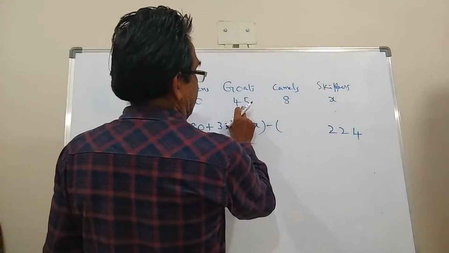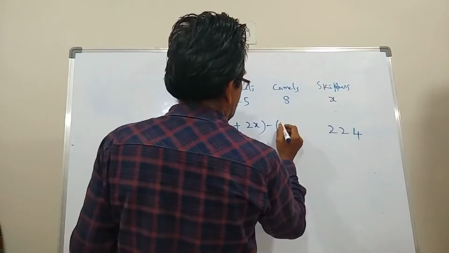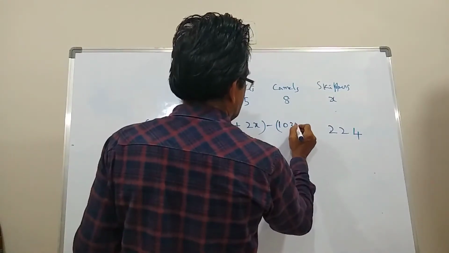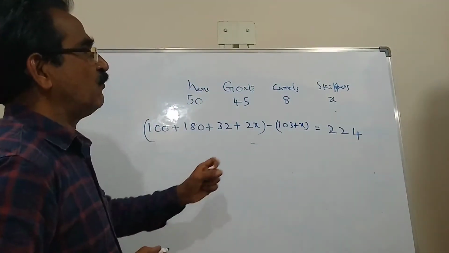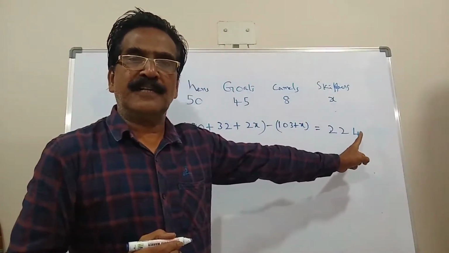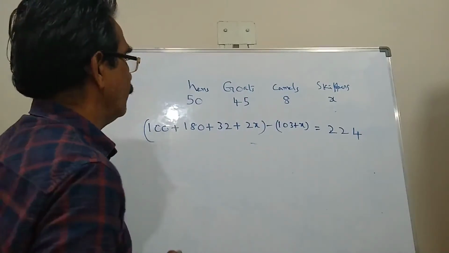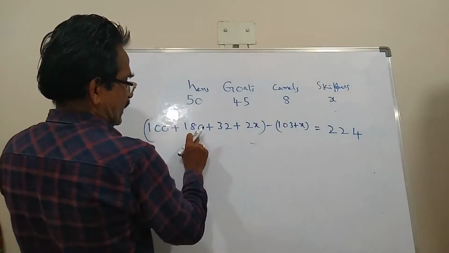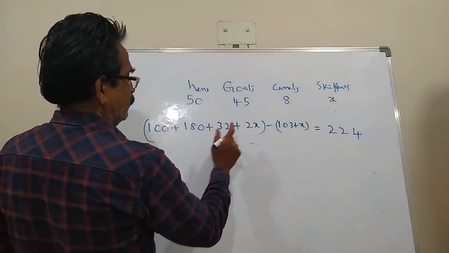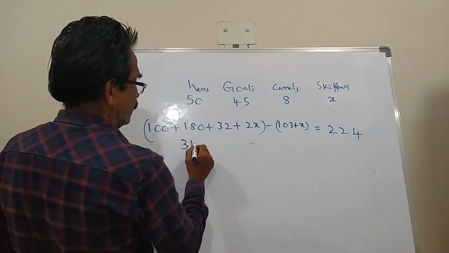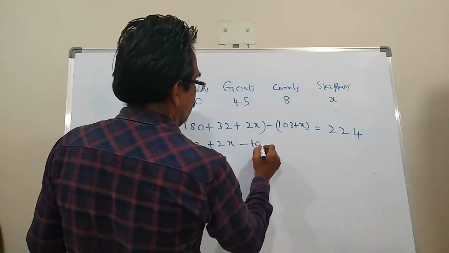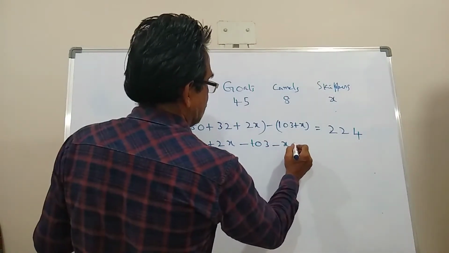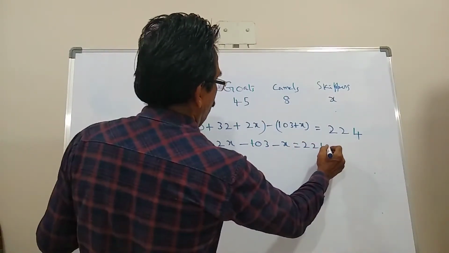50 plus 45, 95 plus 8, 103 plus x. This is the total number of heads. This difference is equal to 224. 100 plus 180, 280, 312, 312 plus 2x. So 312 plus 2x minus 103 minus x is equal to 224.